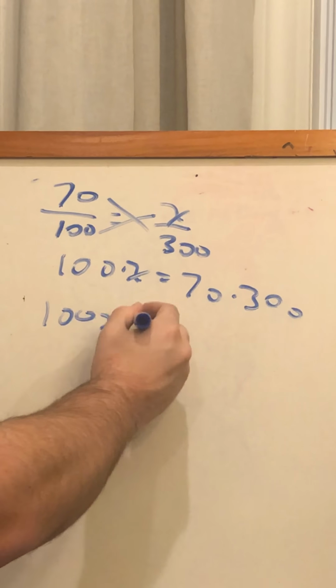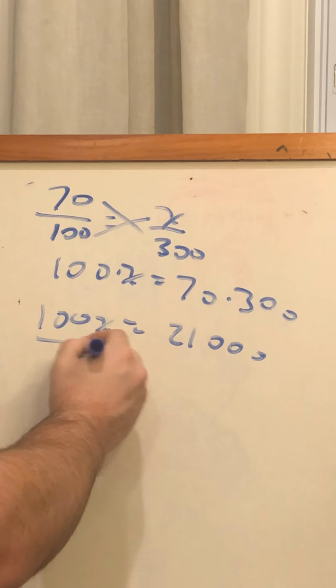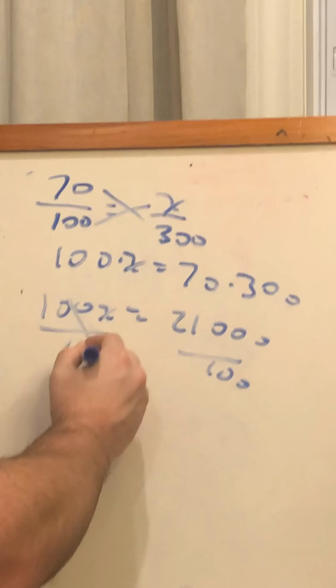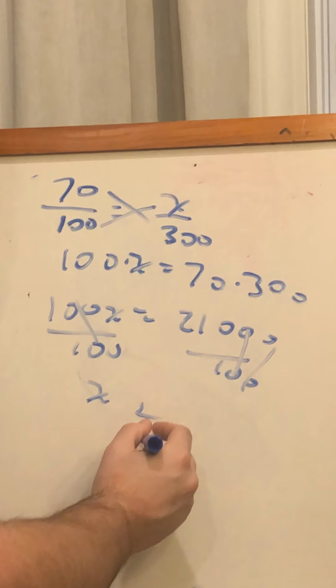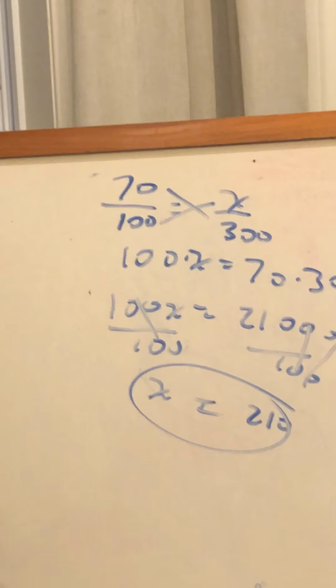100 times x is 100x. 70 times 300 would be 21,000. Divide by 100, divide by 100. And x is going to equal 210. That is 70% of 300.